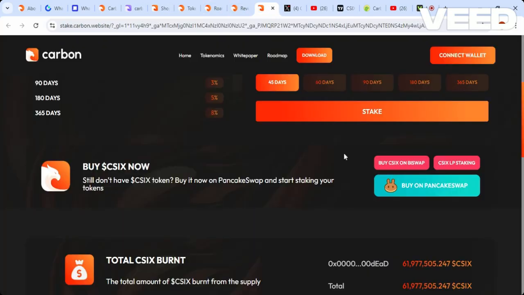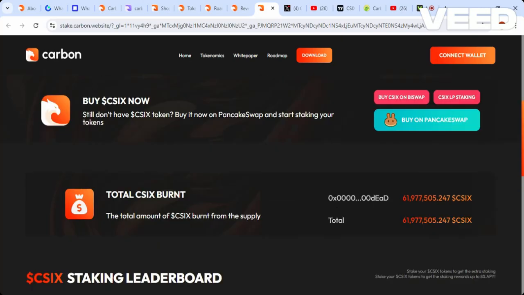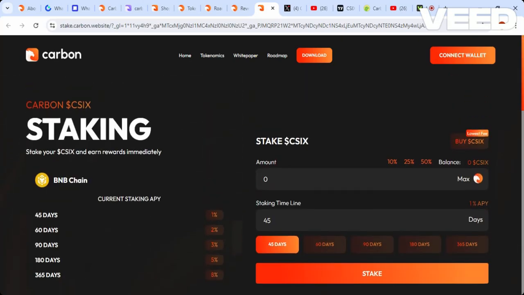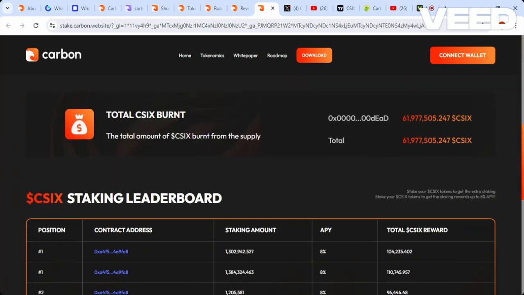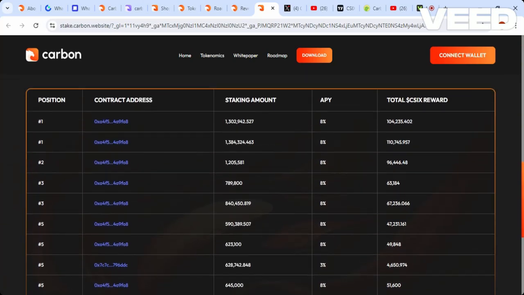Now with Carbon, about 61.9 million tokens have been burned. So it's approximately 62 million Carbon browser tokens that have been burned. This is really massive. So these are what we call their staking pool.